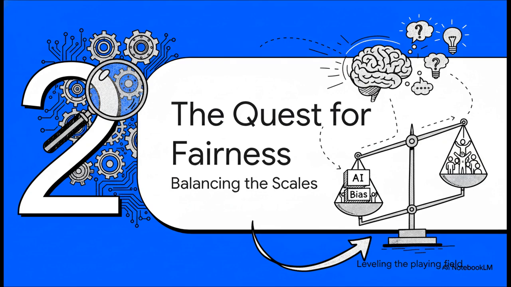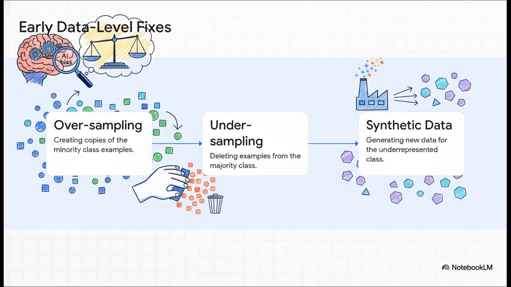Okay, so people have known about this problem for a while, right? So naturally, they've been trying to solve it for a long time. Let's take a look at some of those first attempts to try and even things out. The first ideas were pretty intuitive. You just try to fix the data itself. One way is oversampling, which is basically just making a bunch of photocopies of the rare examples. Or you could do the opposite, undersampling, where you just start deleting the common examples to try and balance the numbers. Some even tried generating brand new, totally artificial rare examples to pad the dataset.